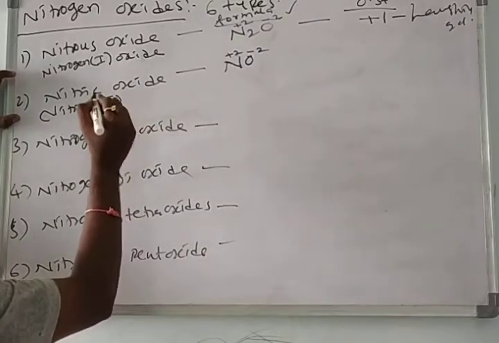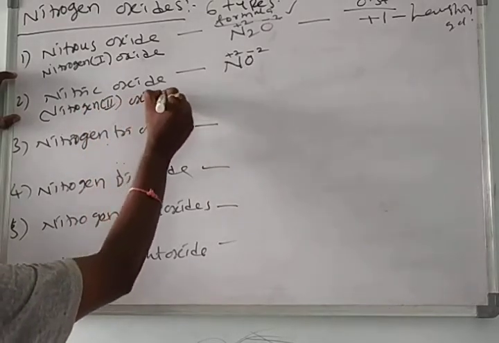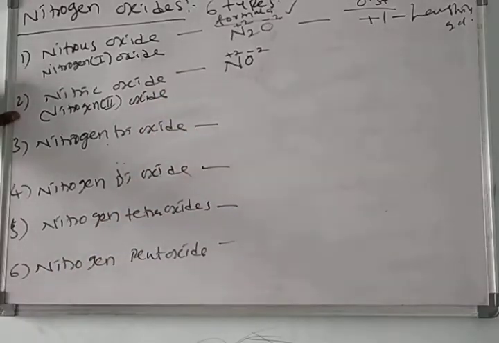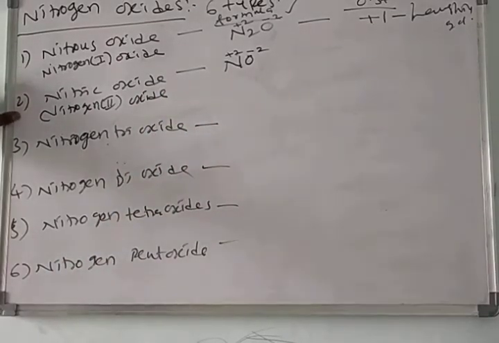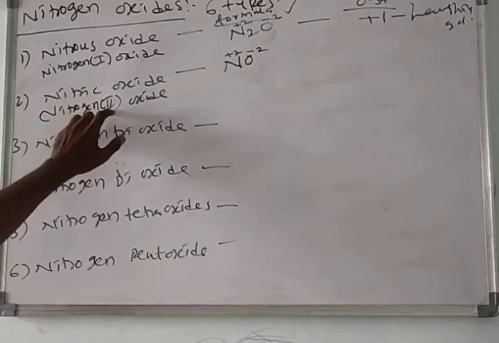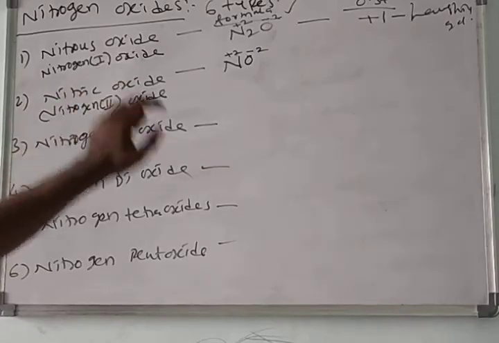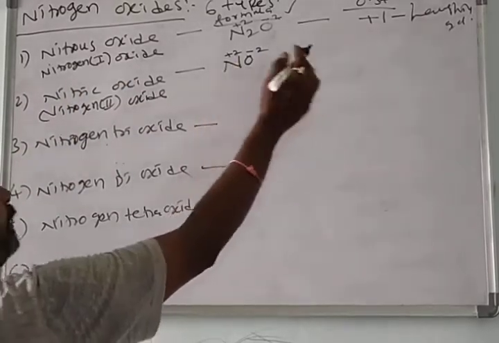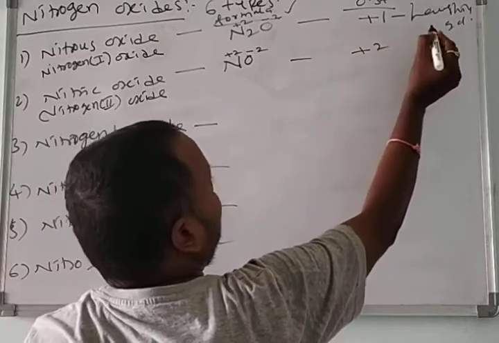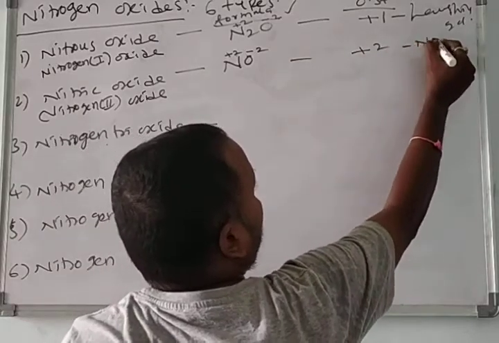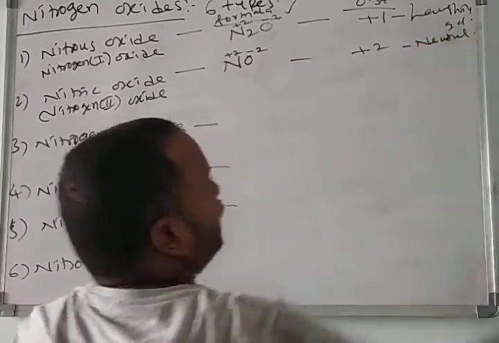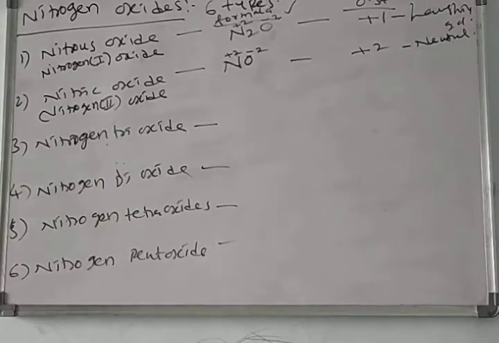I wrote it in Roman numbers. Okay, when you are writing the IUPAC nomenclature of inorganic molecules, we mention the oxidation number with Roman numbers within the bracket. This is nitric oxide, the oxidation number of nitrogen here is plus 2. It is also a neutral oxide.